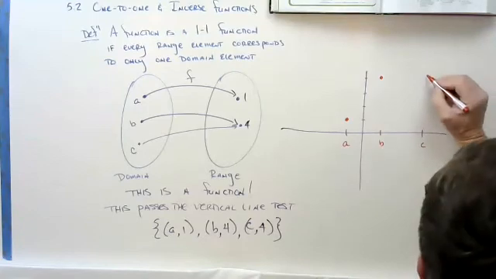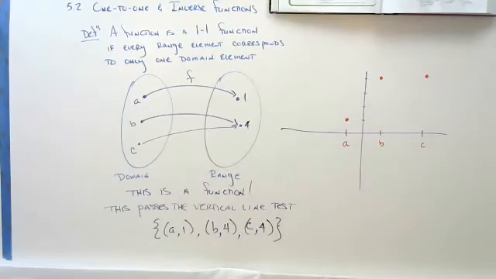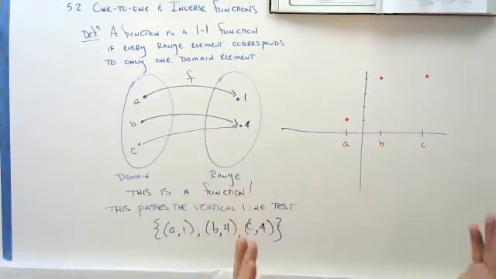Here's C. When you plug in C, you land at 4. I think that passes the vertical line test. I think every one of us knows that passes the vertical line test. So it's a very boring function. It has 3 dots.